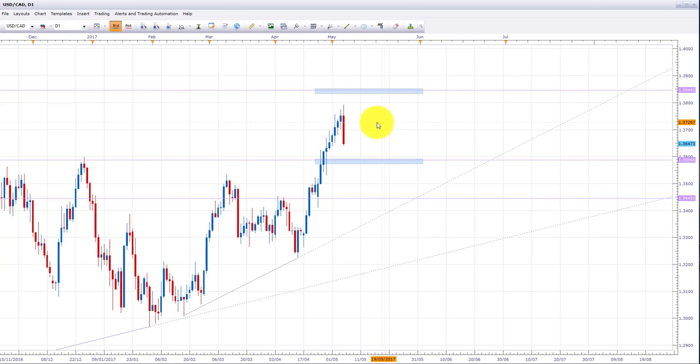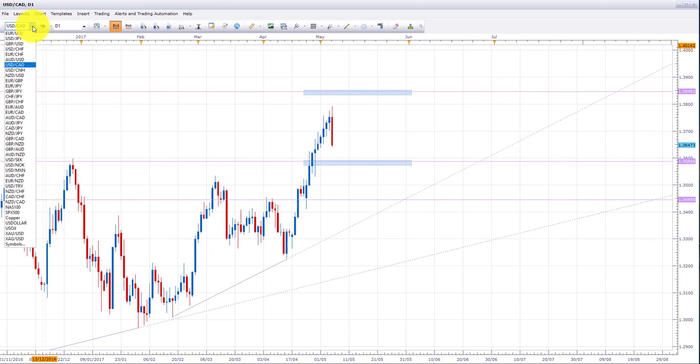So is it going to play out? I don't know, but that's the plan, and we're going to see how this unfolds next week, and if it provides the opportunities we think it could.